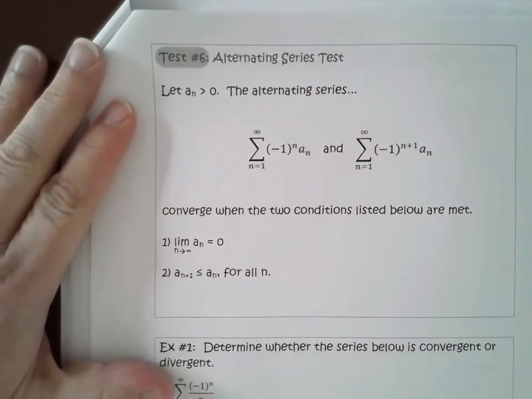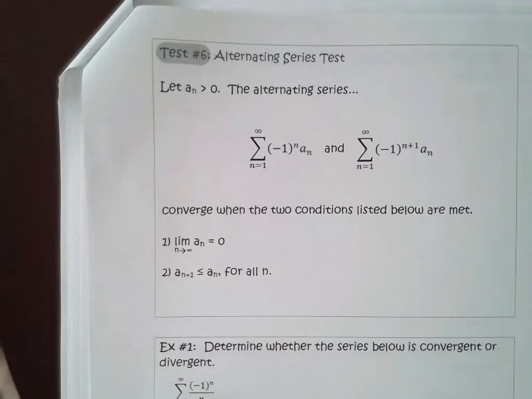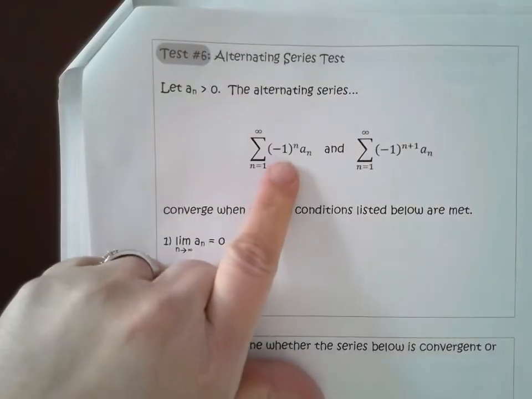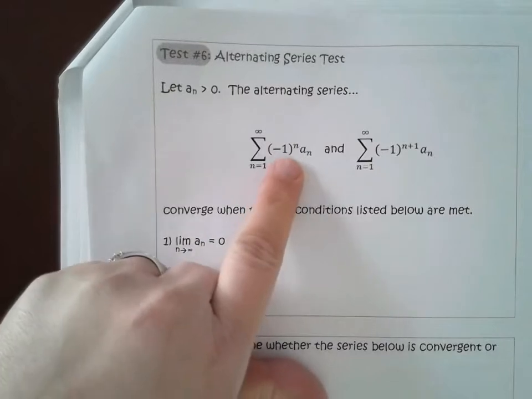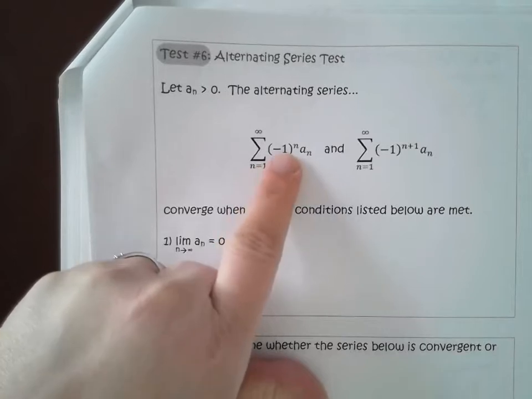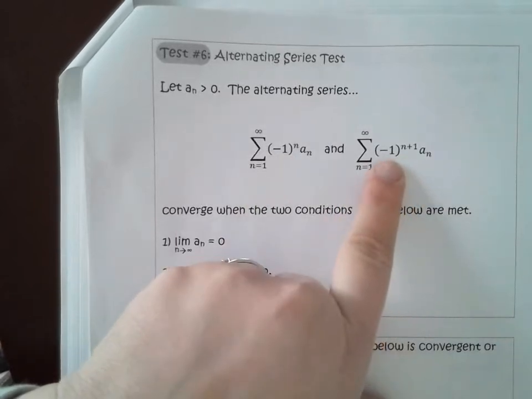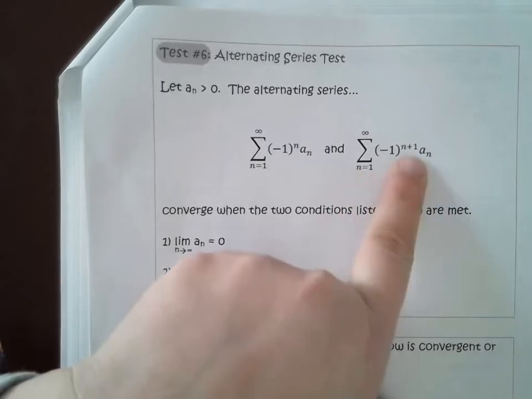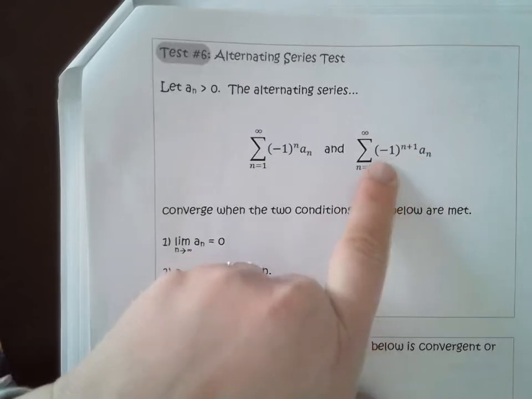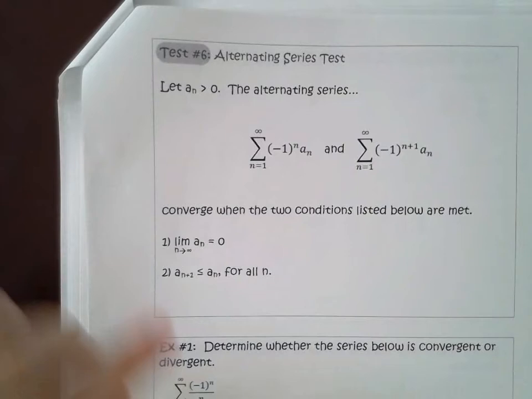So we're going to look at a series. We're going to let a sub n, meaning just a term in the series, be greater than 0. Then 2 types of alternating series exist, right? Either the odd element will be negative. So if I plug in 1, I get -1. If I plug in 2, I get +1. Or if it starts here with 1, then we might have an even exponent, starting with a positive and then alternating from there.